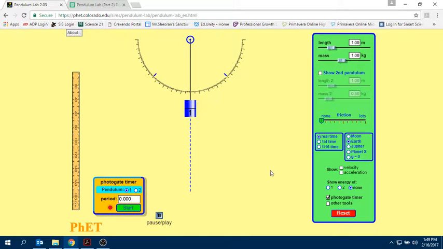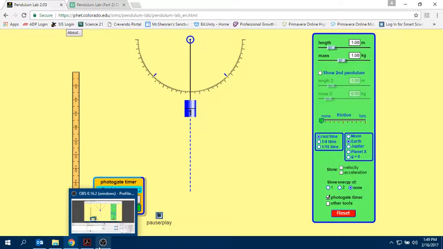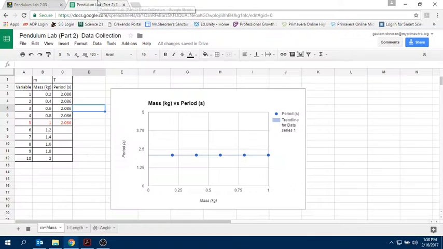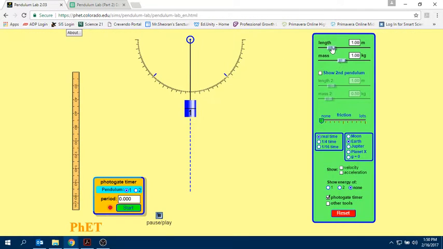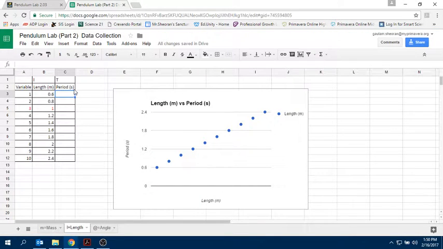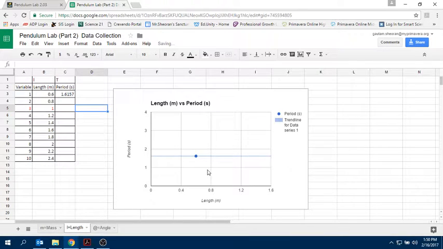All right, so I'm going to reset this to 1. We're going to keep the 45-degree angle. This time, however, I'm going to be looking at length, so I'm going to start with 0.6, and I'm going to go up by 2s. So I'm going down to 0.6. Turn on my photo gate, click on my mass. All right, so 1.6157 seconds. And it'll begin my graphing.